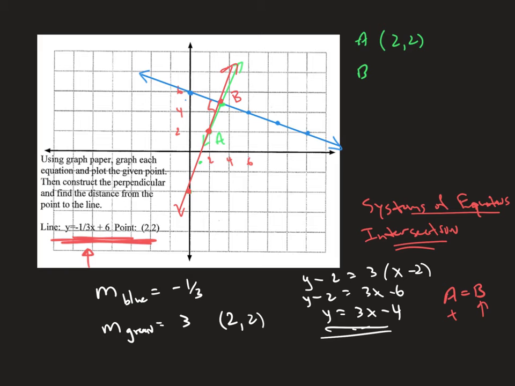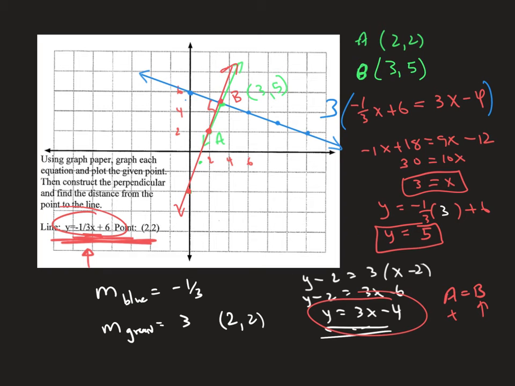Now here's what I know. y equals -1/3 x plus 6, and y equals 3x minus 4. So if y is equal to both of these statements, then the statements themselves must be equal. -1/3 x plus 6 must be equal to 3x minus 4. And now I'm going to solve for x.